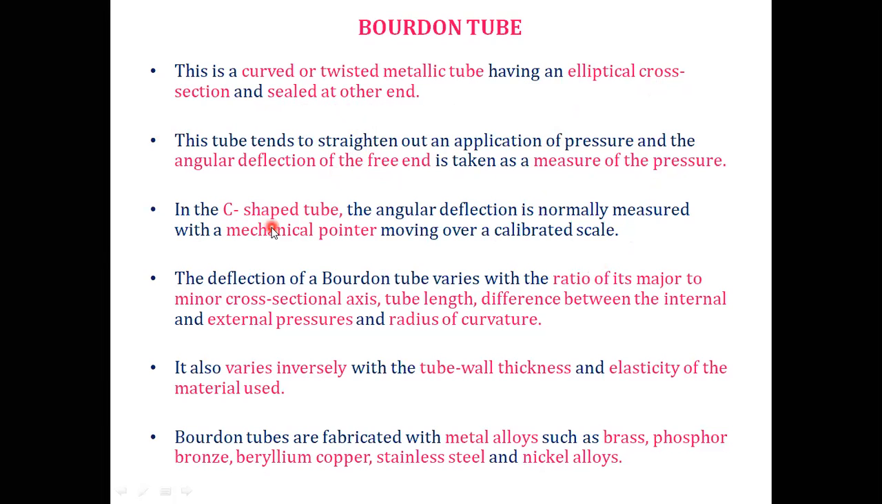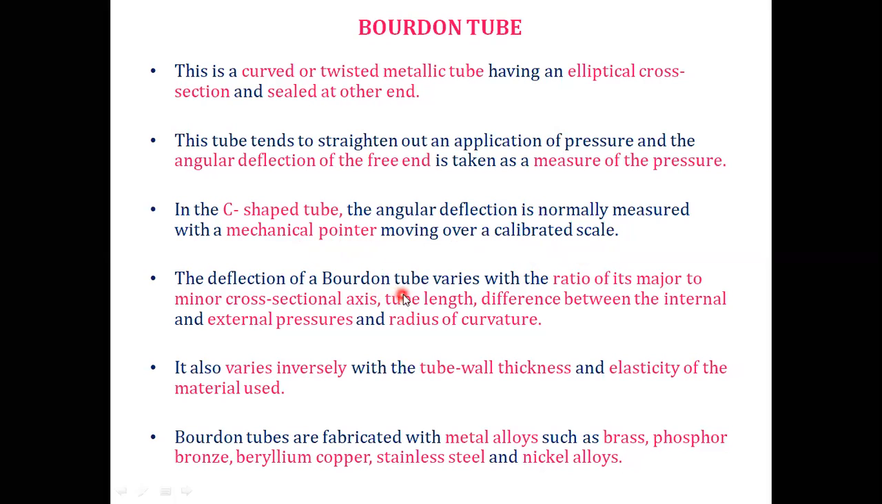In the C-shaped tube, the angular deflection is normally measured with a mechanical pointer. We are going to take this as the C-shaped tube. The angular deflection is normally measured with a mechanical pointer moving over a calibrated scale.